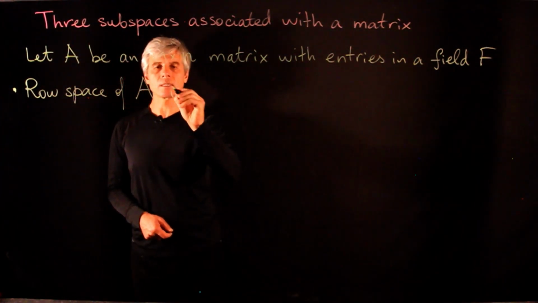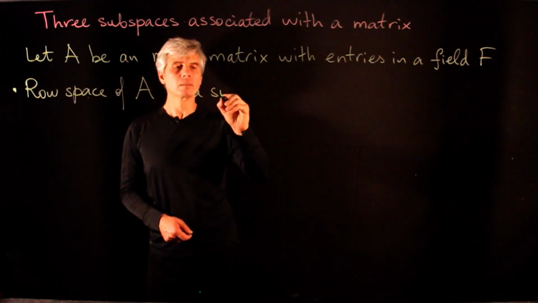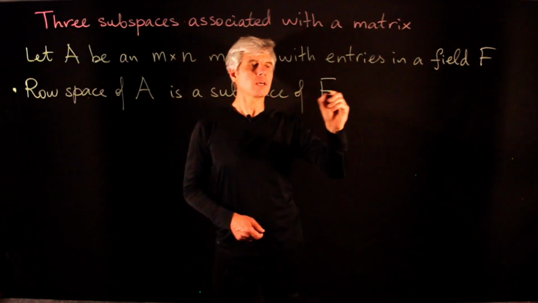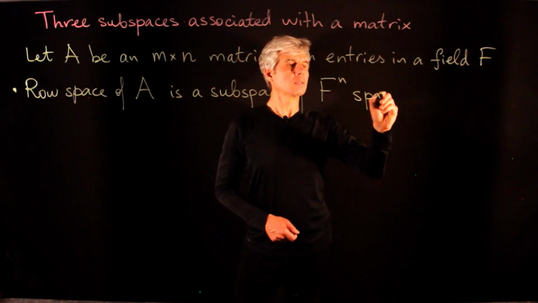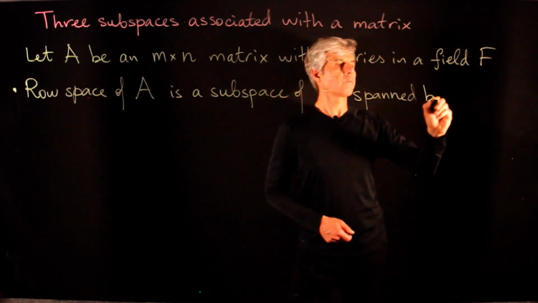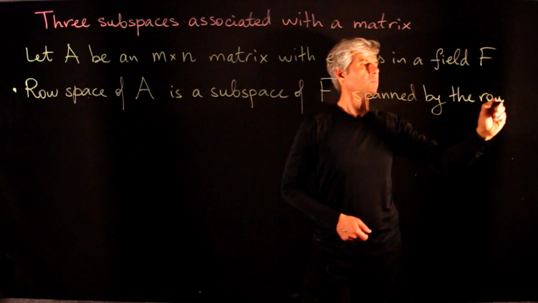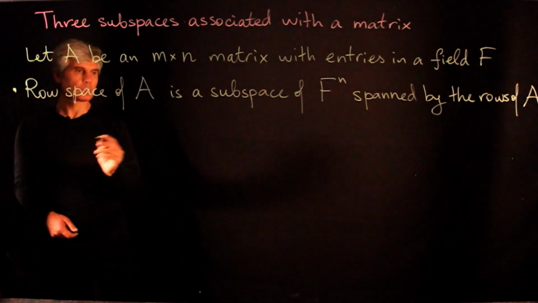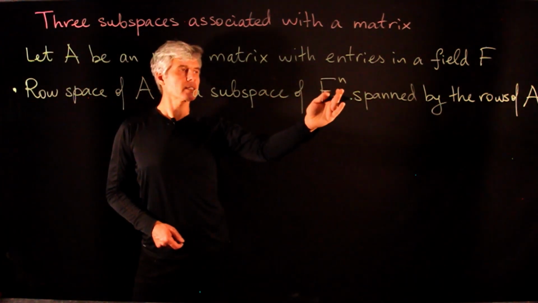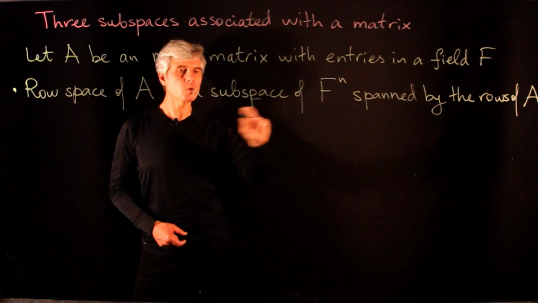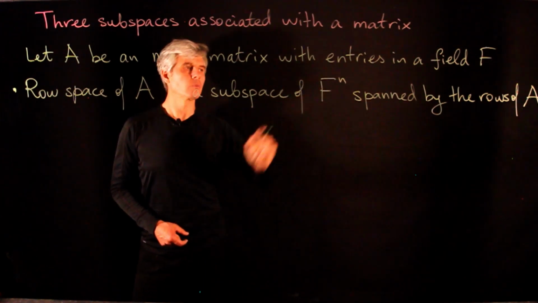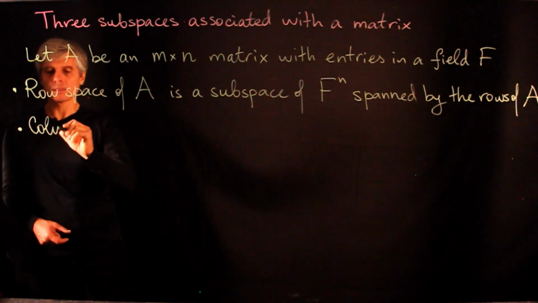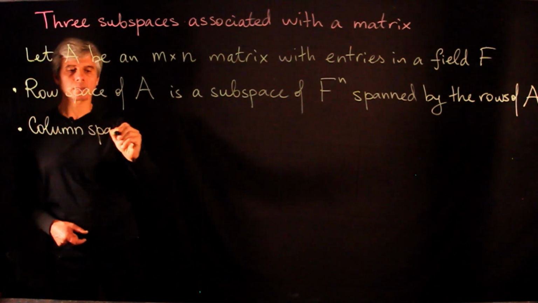This is a subspace of Fn spanned by the rows of A. As we said, each row has n components, so this means that rows can be viewed as vectors from Fn. The second subspace is the column space of A.